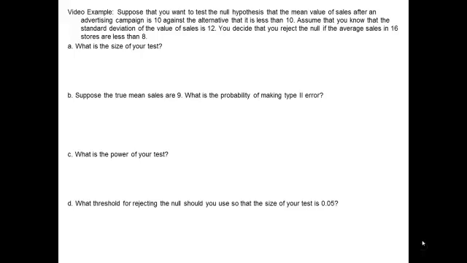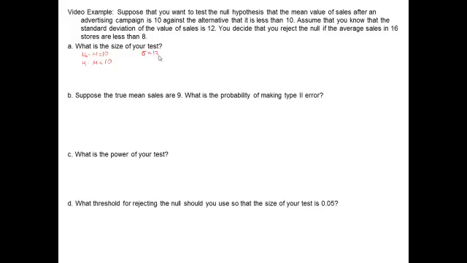Suppose you want to test the null hypothesis that the mean value of sales after an advertising campaign is 10 against the alternative that it is less than 10. So the null hypothesis is that mu equals 10 against the alternative that mu is less than 10. Assume that you know that the standard deviation of the value of sales is 12.